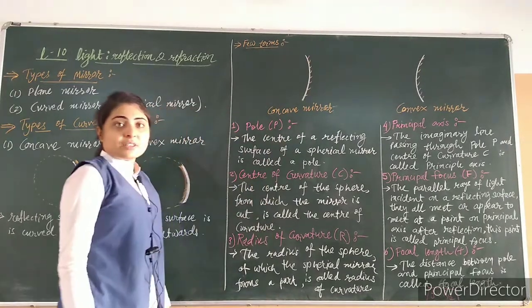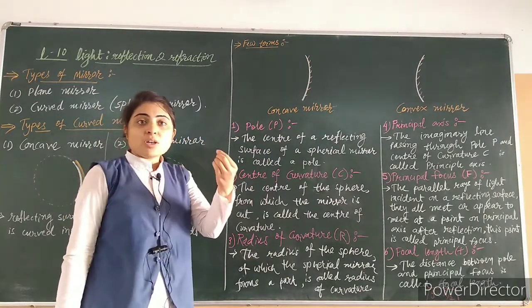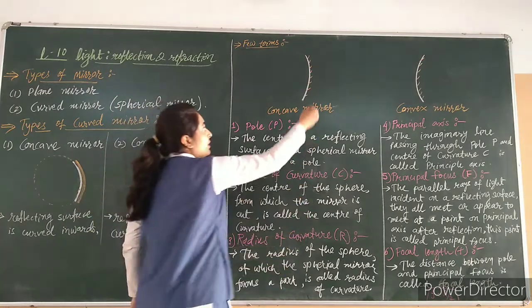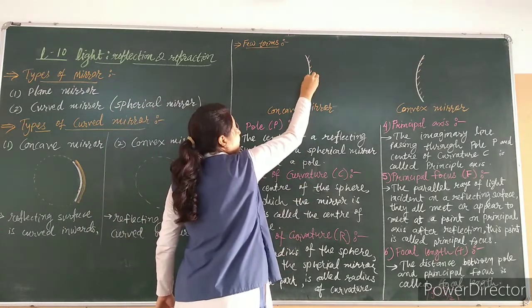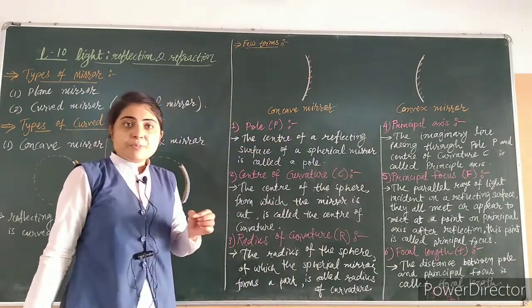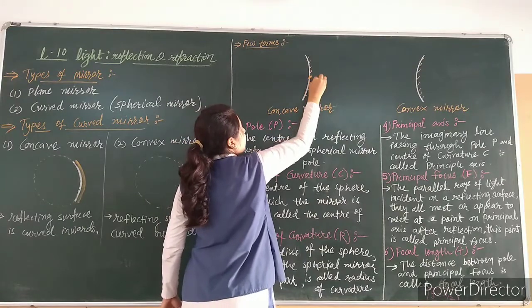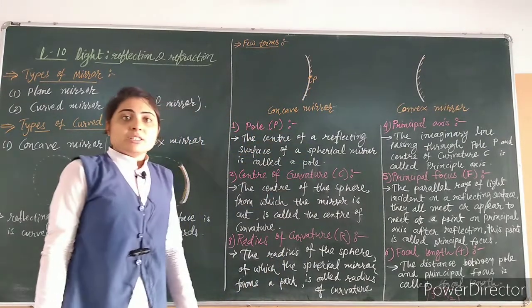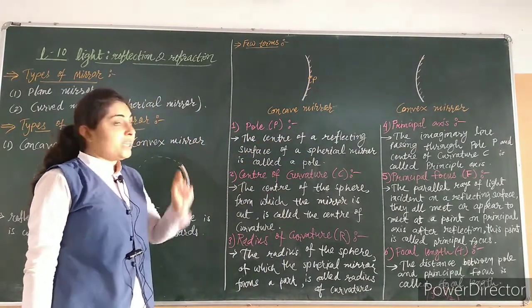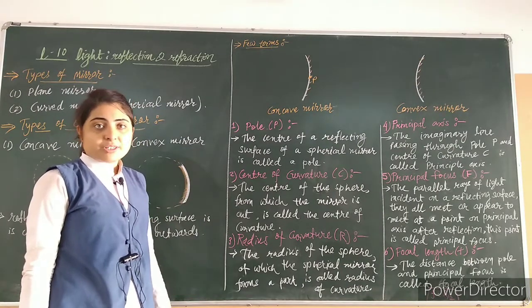This is a reflecting surface, and this reflecting surface has one center. This one will be the center, exactly the midpoint, that will be the pole of the mirror. Let me introduce a point P in a mirror. So that P will be the pole of a mirror.